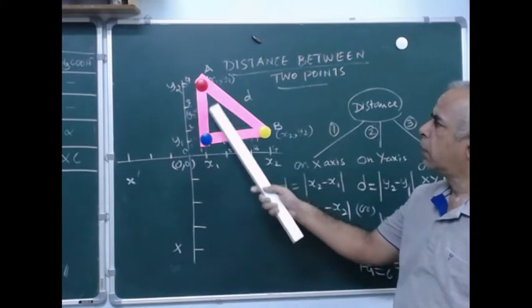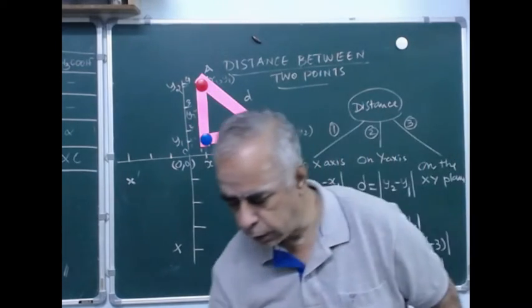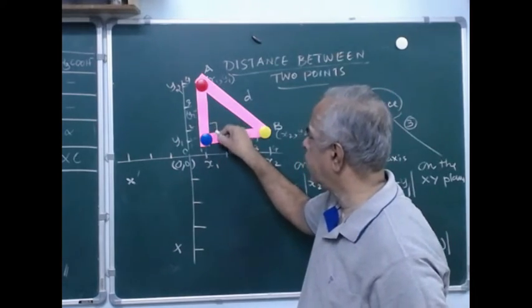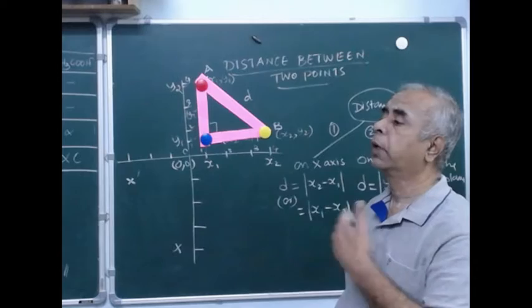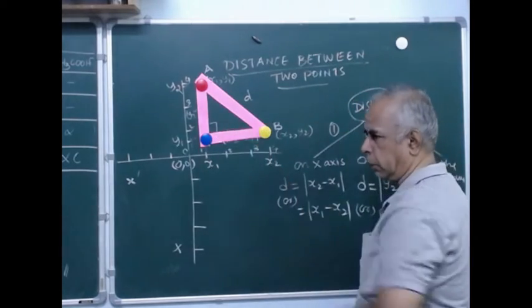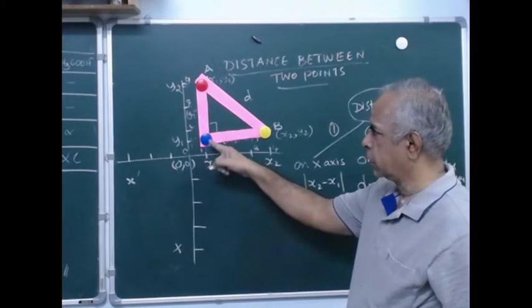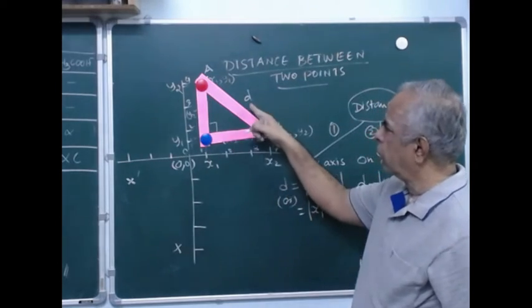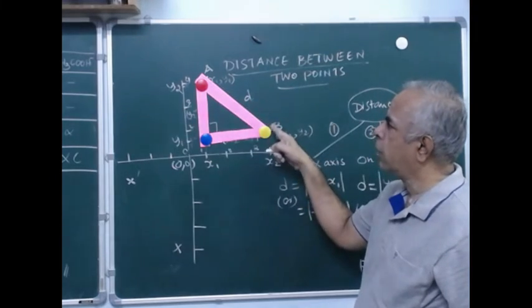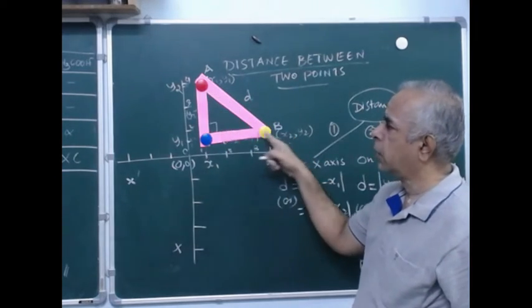Okay? It's a right angle, is it not? So right angle means we can apply Pythagoras theorem. This is 90 degree, Pythagoras. So this is opposite side, this is adjacent side. And what about this? This is hypotenuse. So hypotenuse squared is equal to opposite squared plus adjacent squared.